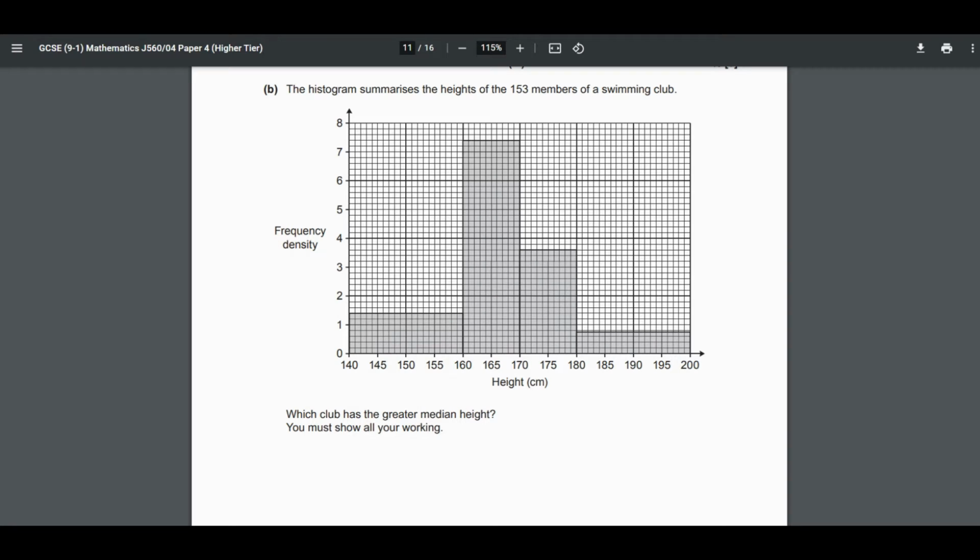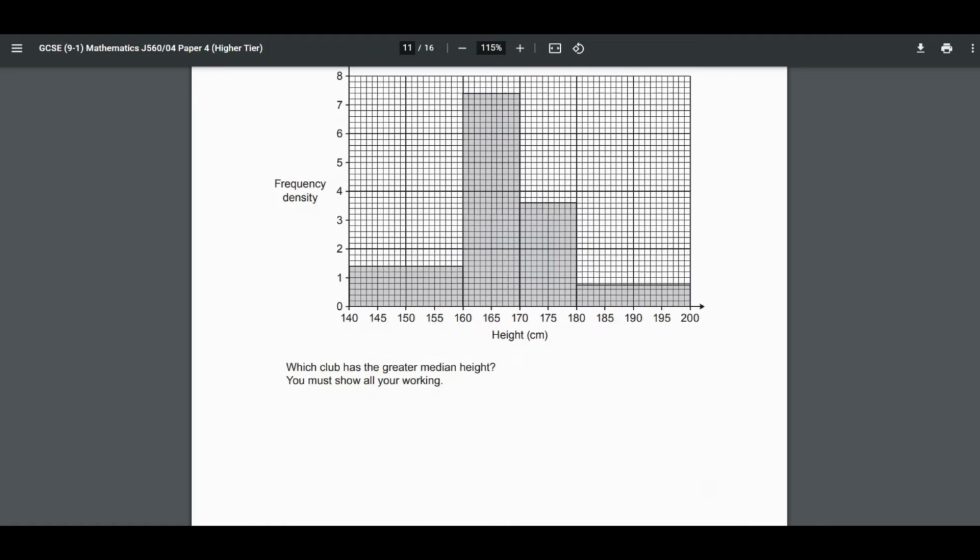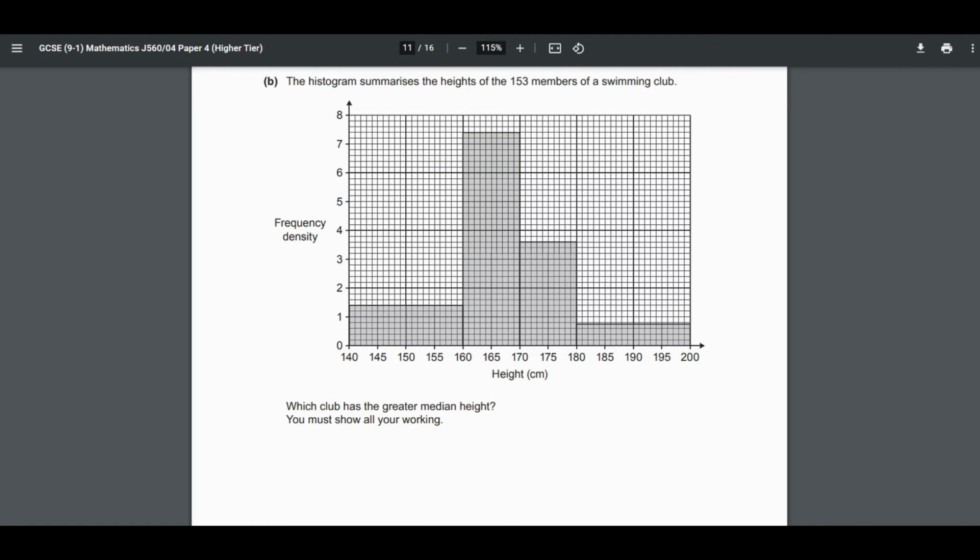Question 13b, it's a little bit more involved. It's a 5-mark question, as you can see. So the histogram summarizes the heights of the 153 members of a swimming club. And you have this histogram below. So it asks which club has the greater median height. You must show all your working.